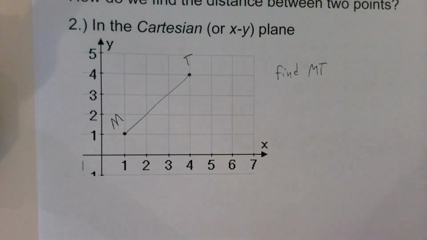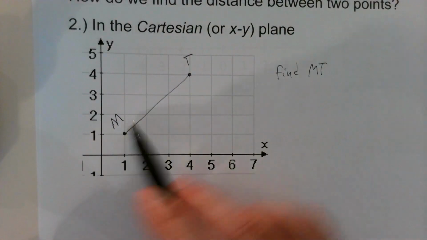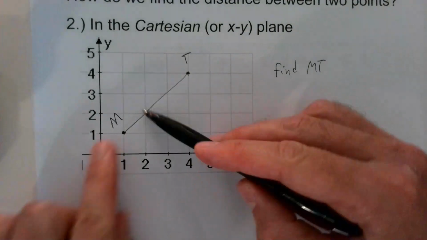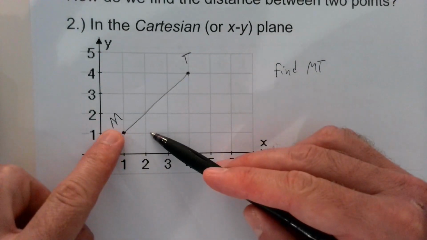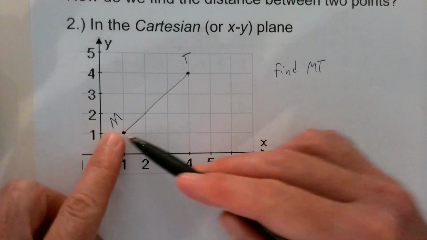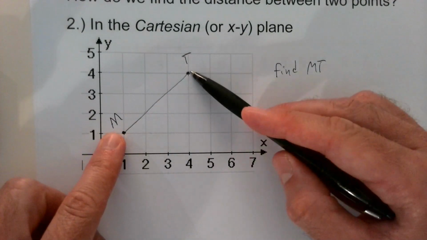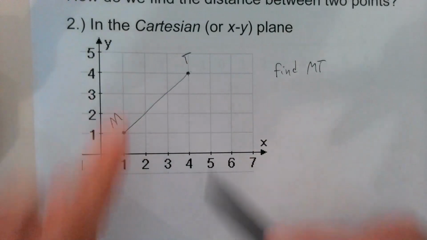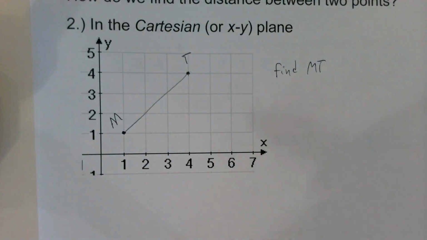Well, the thing is I can't really just count spaces because this diagonal is not the same length as this one right here. If I was to rotate this down, it's going to be a little bit longer. So I can't just count spaces. It doesn't work that way. Once you can have diagonals, now things get really tricky. You can't just count any spaces.